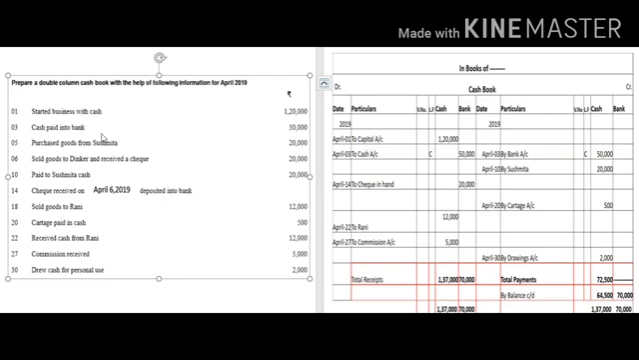Cash paid into bank. What is the entry for this transaction? It is bank account debit to cash account. So it is affecting both the cash account as well as the bank account. Bank balance is increasing and the cash balance is decreasing. So here bank balance is increasing, so you will write down on the debit side and the amount will be shown in the bank column.